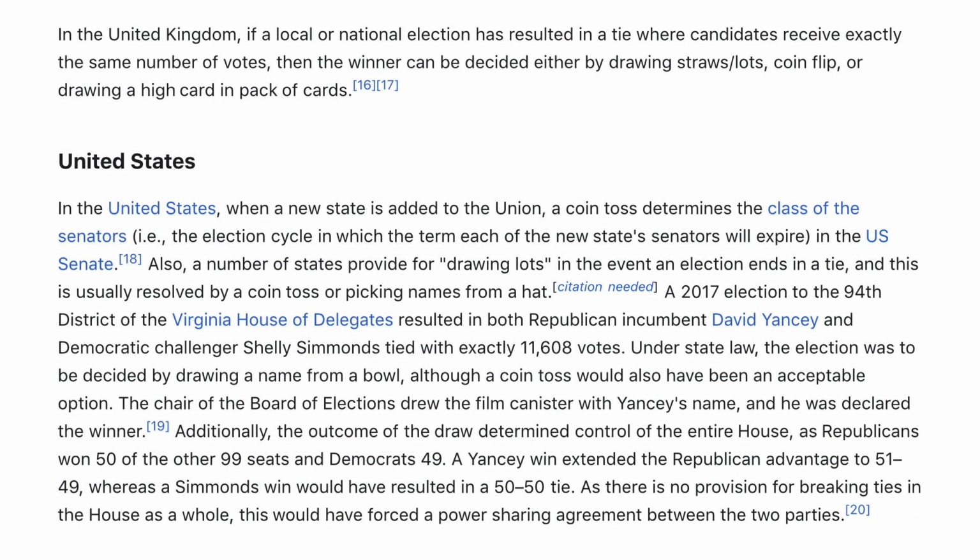United States. In the United States, when a new state is added to the Union, a coin toss determines the class of the senators, i.e., the election cycle in which the term of each of the new state's senators will expire in the U.S. Senate. Also, a number of states provide for drawing lots in the event an election ends in a tie, and this is usually resolved by a coin toss or picking names from a hat. Citation needed.